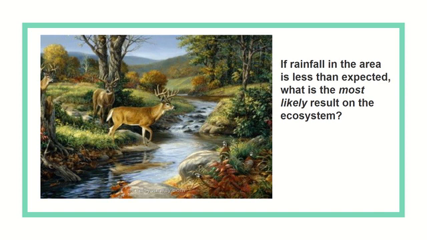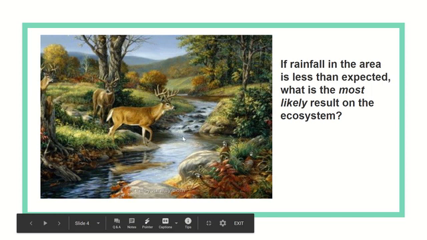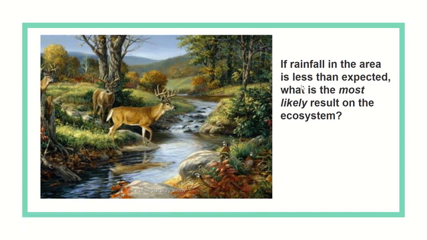So looking at this picture, we see some deer crossing a little creek here. There's some pheasants over here, and you can imagine there's probably lots of other animals here. If the rainfall in this area is less than expected, what is the most likely result on the ecosystem? So if the rainfall decreases, what do you think is going to happen to the water in the creek? It's going to most likely go away.